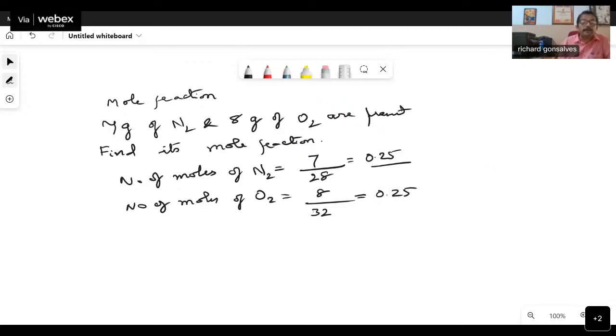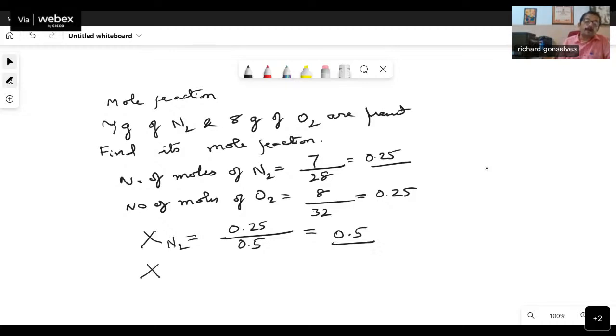Therefore, the mole fraction of nitrogen is number of moles of nitrogen divided by total number of moles. Total number of moles is how much? 0.25 plus 0.25 together is 0.5. Is it not equal to 1 by 2? 0.5. This is called the mole fraction of nitrogen.